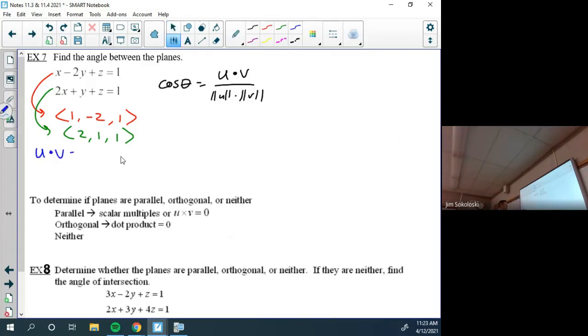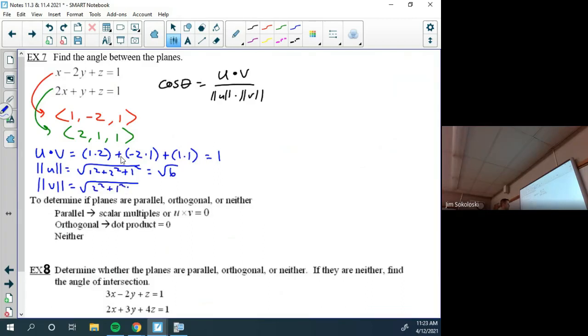U dot v is going to be 1 times 2 plus negative 2 times 1 plus 1 times 1. That actually gives me just 1. Magnitude of u is the square root of 1 squared plus 2 squared plus 1 squared. That gives me root 6. Magnitude of v, square root of 2 squared plus 1 squared plus 1 squared. That's the square root of 6. So now when I plug it in here, I get 1 over root 6 times root 6. Oh, that actually works out to be 1/6.